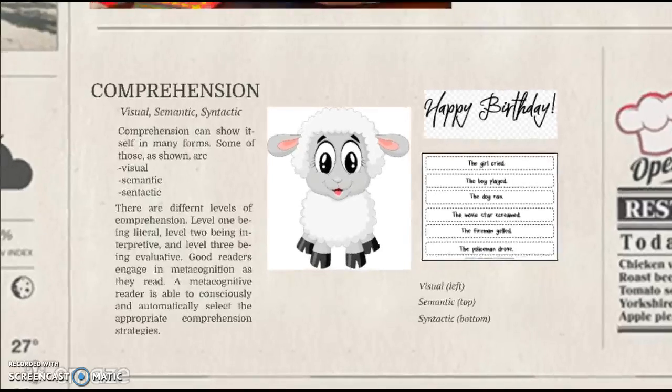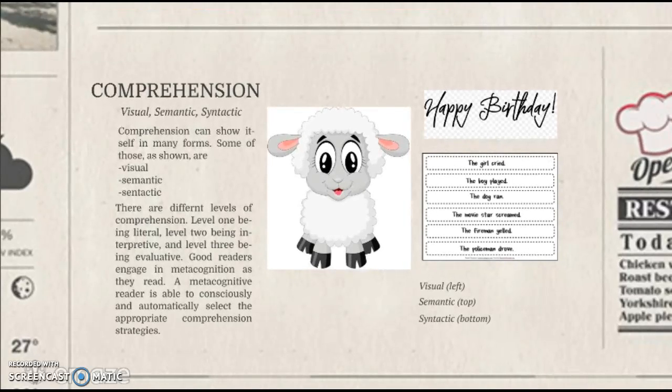So moving on, we have comprehension, and comprehension can show itself in many forms. We have visual, and on the left we have a little sheep. If we're reading a story about a sheep and we see that, but the student says lamb, we know that they're understanding it, but it's a visual comprehension. Then we have semantic, which is going to be meaning. At the top we have happy birthday. If they see that it's a story about happy birthday, they're going to get the gist of it because they know the meaning. Meanwhile, we have syntactic, and that's going to be the girl cried, the boy played, where they know the structure and they're familiar with it.